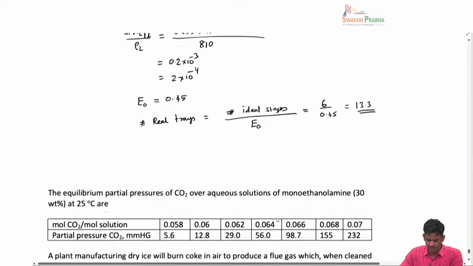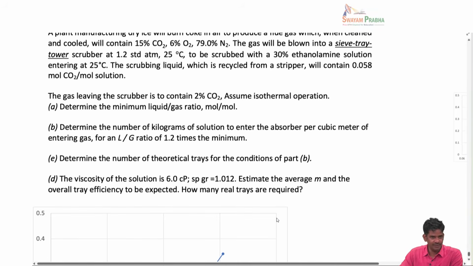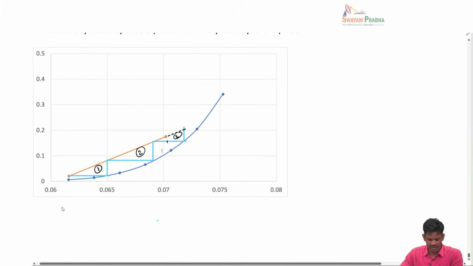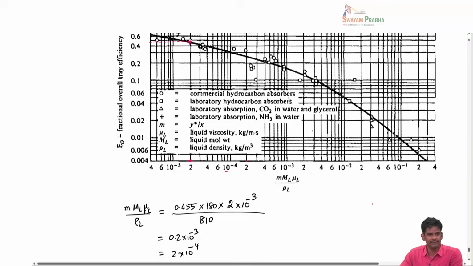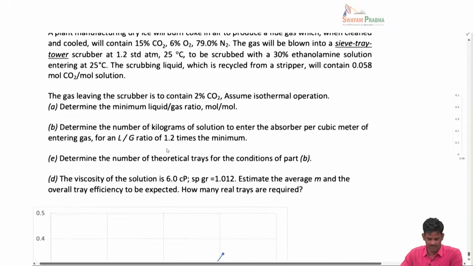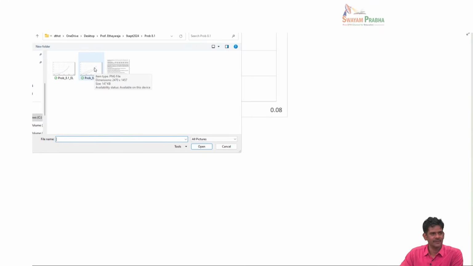So what you need to do is calculate an average m value over the range of composition corresponding to the operating line. The operating line composition is changing from here to here. So over this range of x and y, find the average m value, and that m value you can use to calculate this x-axis value, and from there you can get the efficiency. That's for the packed column. This is a tray column. Okay, so we'll stop it here.